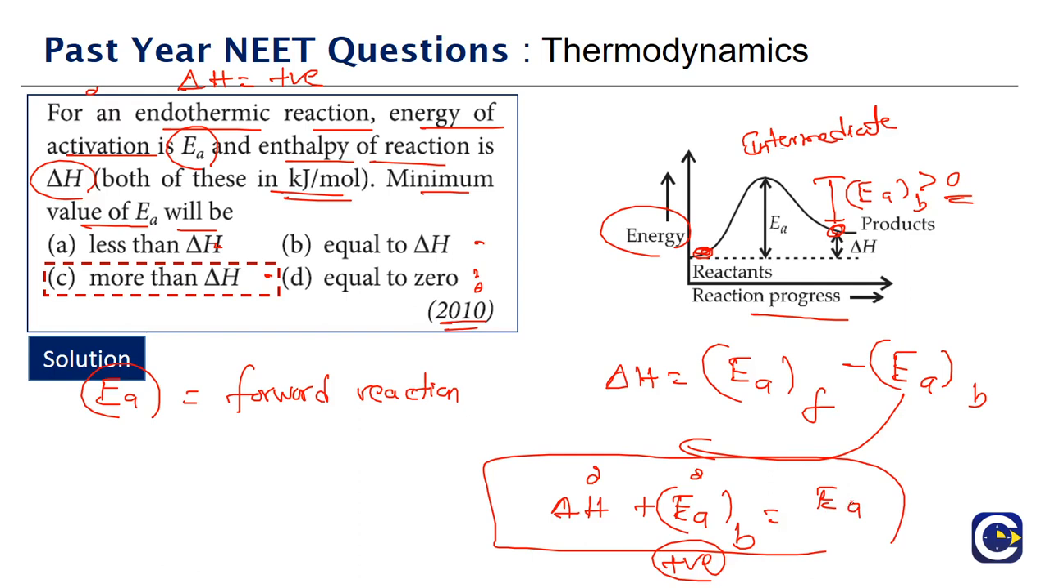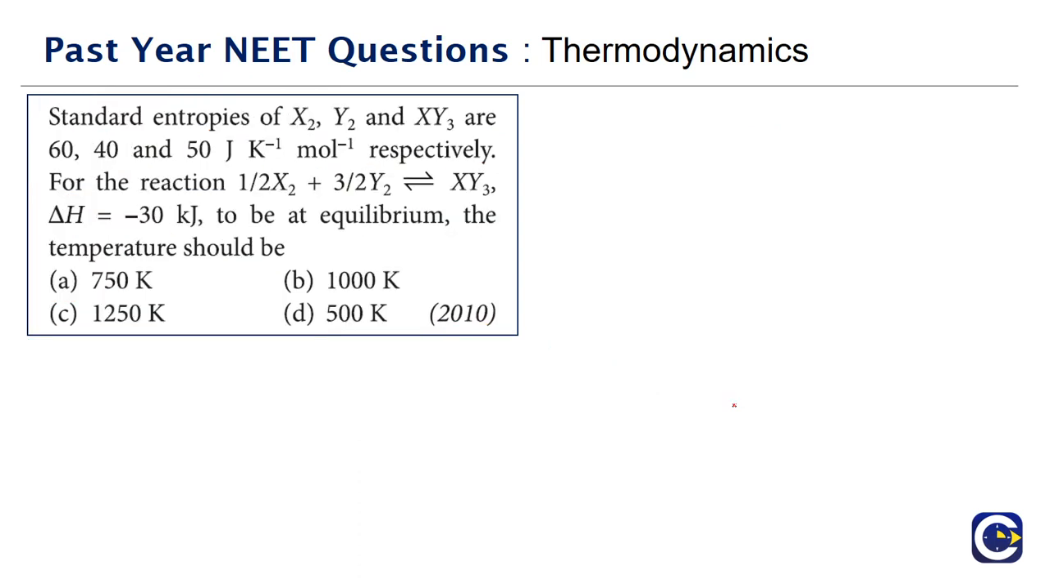Option C. Clear? So this formula we have to remember. I think even in one of the previous part videos we got a question based on that. So the enthalpy change of a reaction, delta H, will be equal to the activation energy of the forward reaction minus the activation energy of the backward reaction.